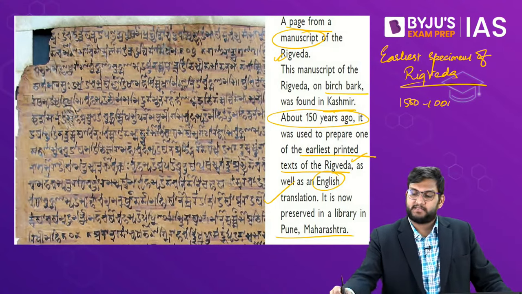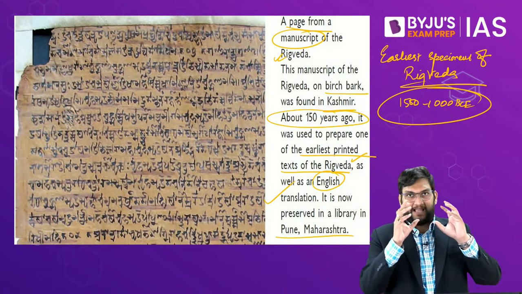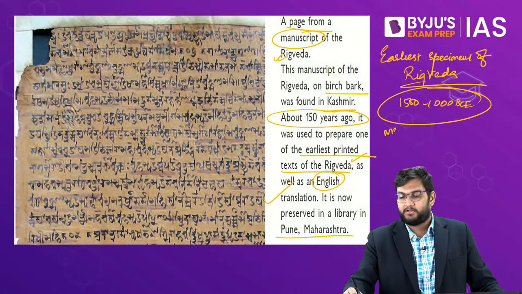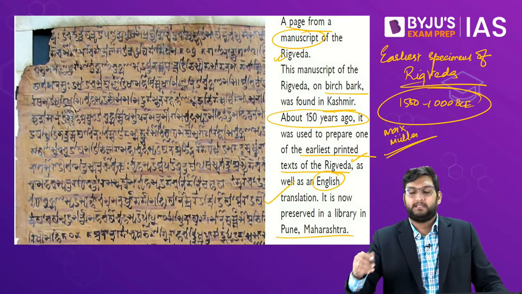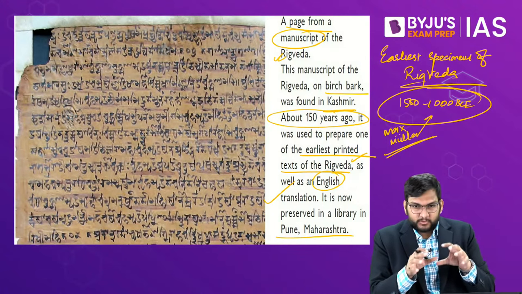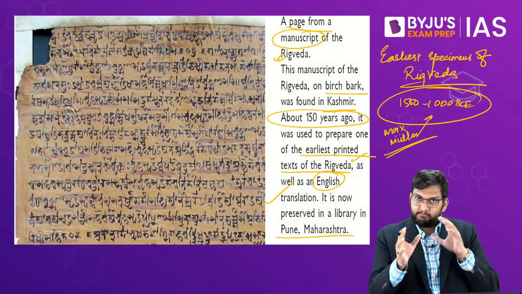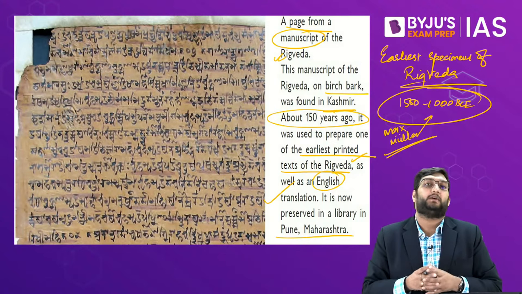And once we found this, we then reconstructed and added a period which we call 1500 to 1000 BC, the Rigvedic period. This time period has been given by a very important Indologist, Max Müller. Max Müller is the one who actually gave this period after reading it. He is an Indologist linguist, so he was able to read it and understand it. And basically, he gave us this basic period of 1500 to 1000.